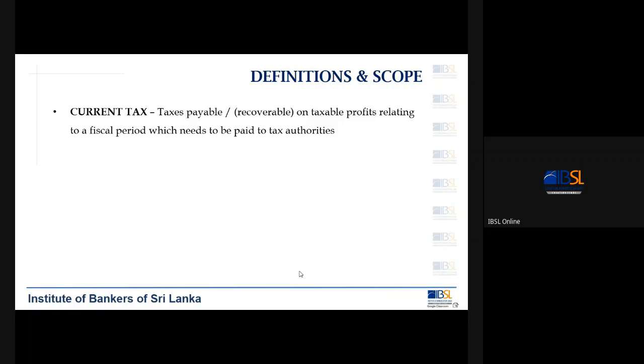Under the income tax standard, there are a few definitions which we need to know. The first one we call the current tax. What do you mean by current tax? The current tax is the taxes payable or recoverable on taxable profits.